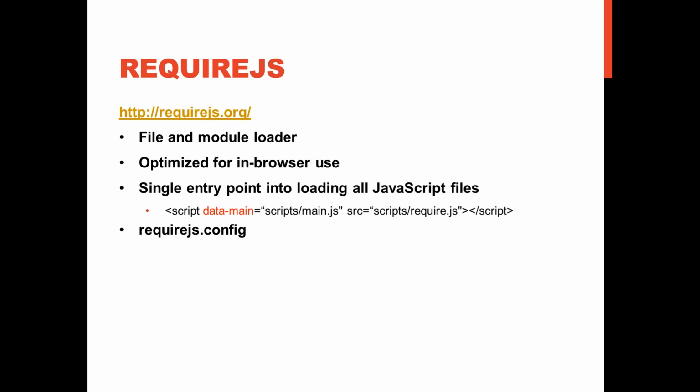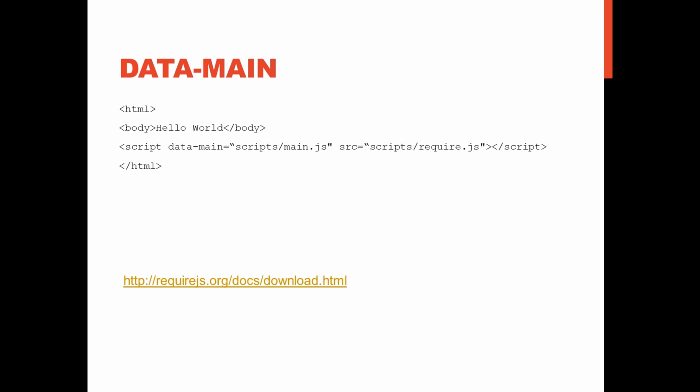RequireJS supports some custom configuration settings in the requirejs.config location. The data-main tag is used when loading the RequireJS source code. I would like to mention that the RequireJS source code can be downloaded at the link on the bottom of the slide. The downloaded file should be pointed to by the source tag to the location in your JavaScript project where you have placed the required source code. The data-main tag is used by RequireJS as the one-stop shop to load all of your project's JavaScript.